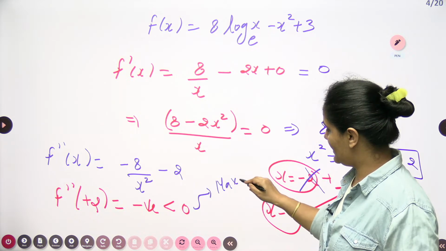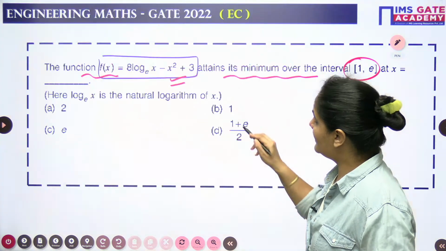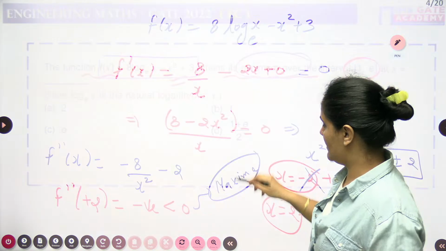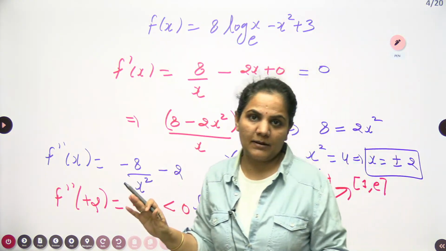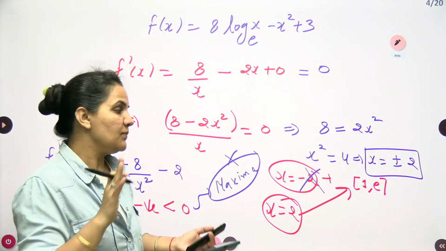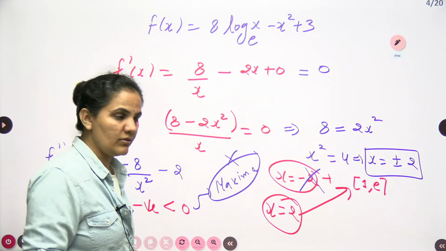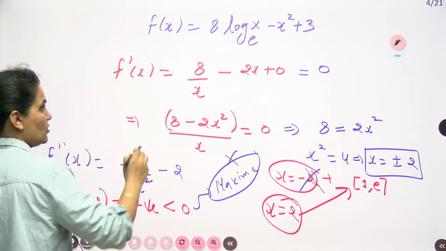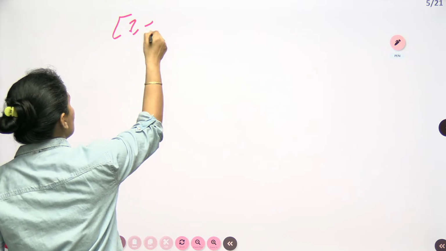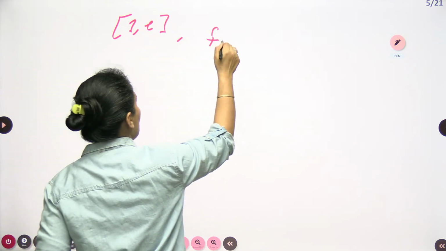So here this is the case of maxima, but the question is not asking about the maxima, so I will not talk about it. It is clearly mentioned that when we have maxima, we will not talk about this one. So what will we do in this case? Now we have a range which is 1 to e and the value of the function.